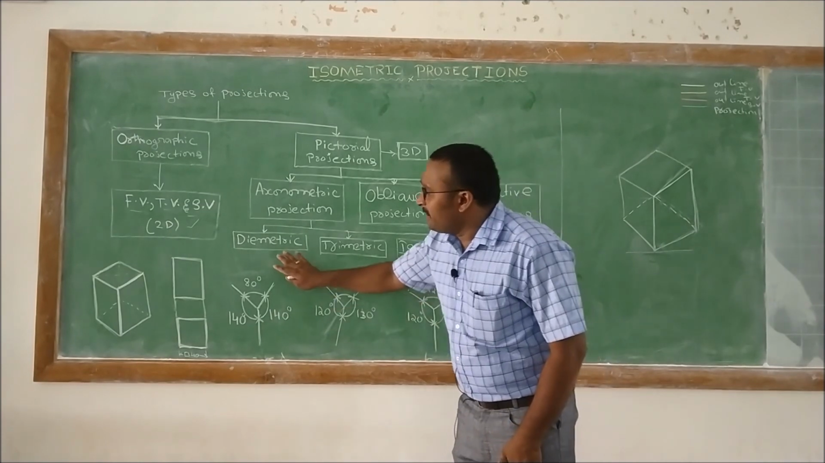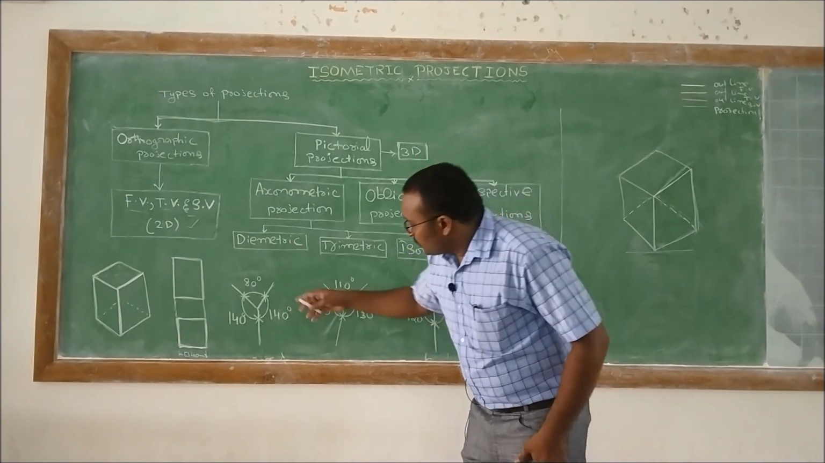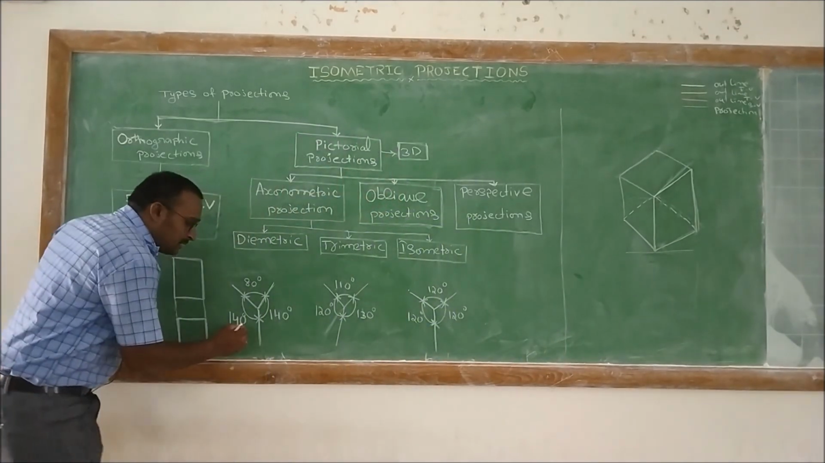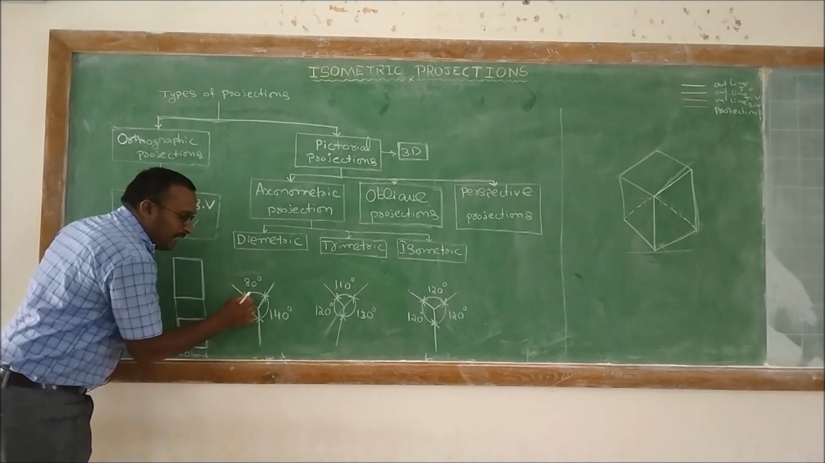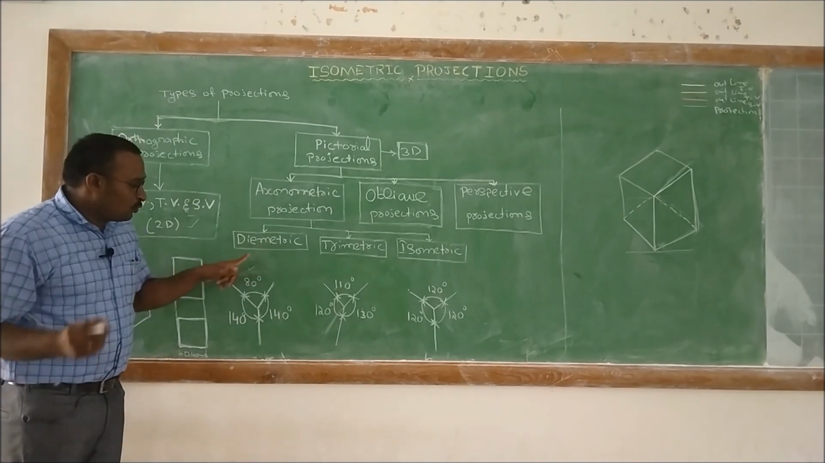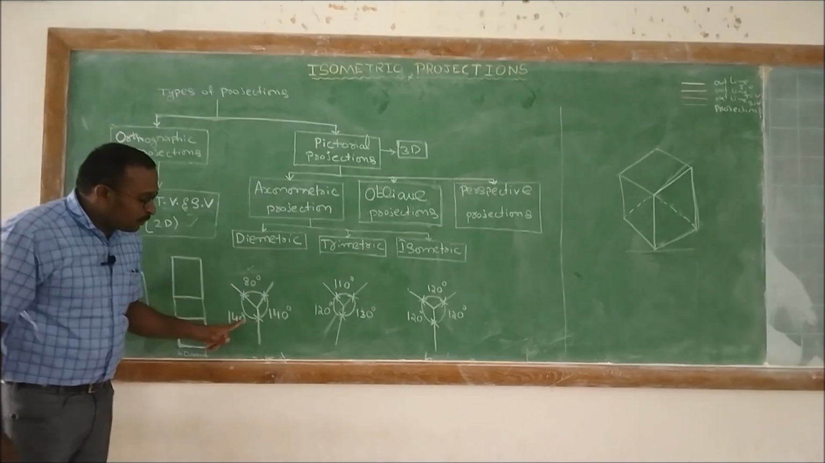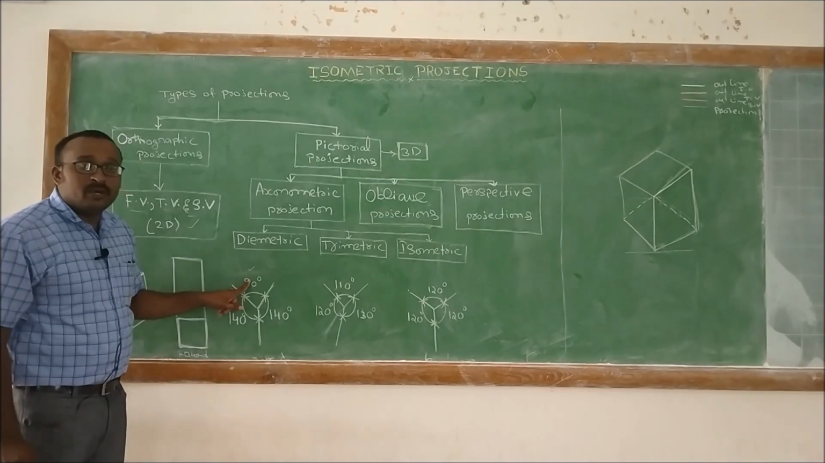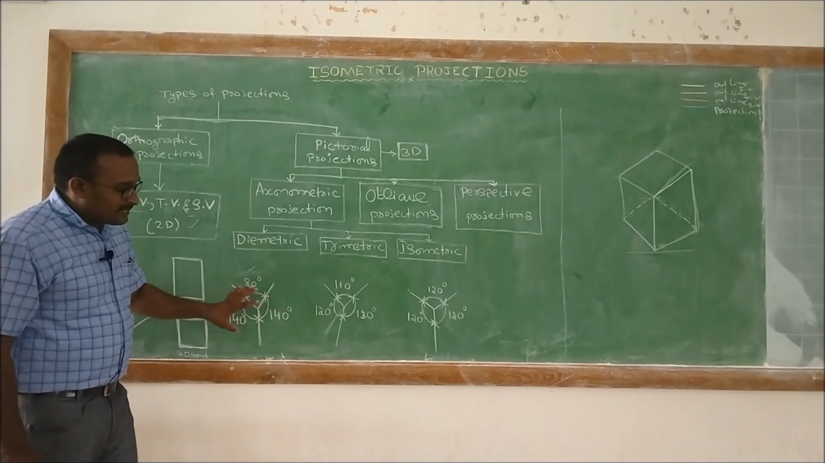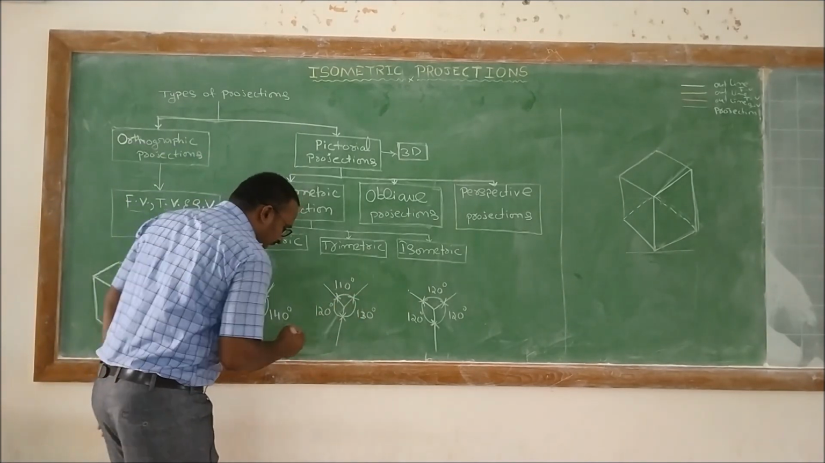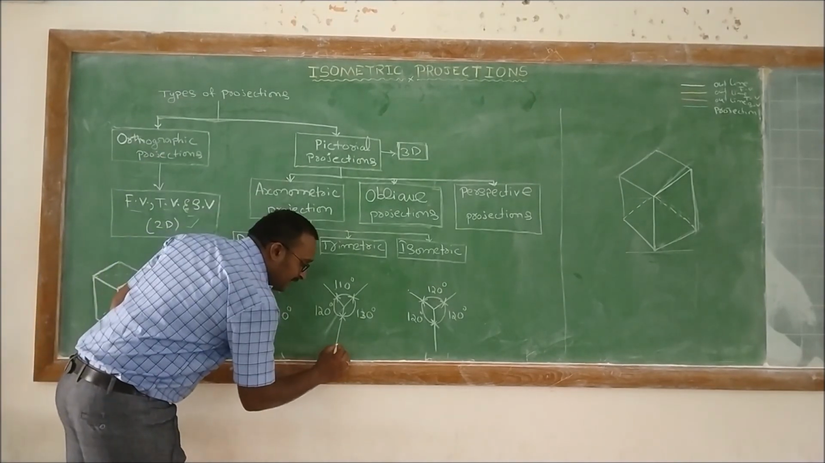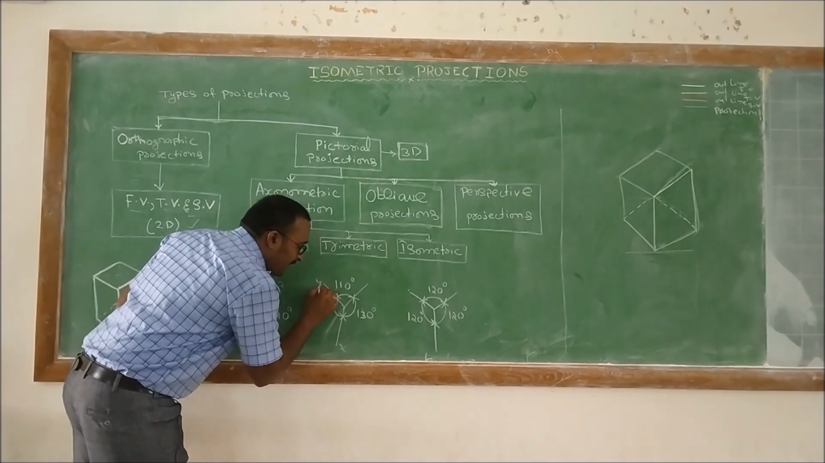In the dimetric projection, we can observe that two angles are equal, 140 and 140, and the other angle is 80. That means two axis angles are equal and one angle is unequal. These are called the axes, the x, y and z lines.